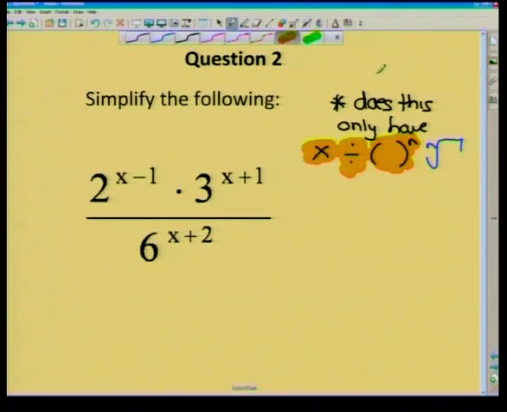Now, the moment I see that, the good news is I know I can use my exponential laws to simplify that. I don't need to do anything strange or unusual. It's just straightforward use of rules. So let's see how this was done.